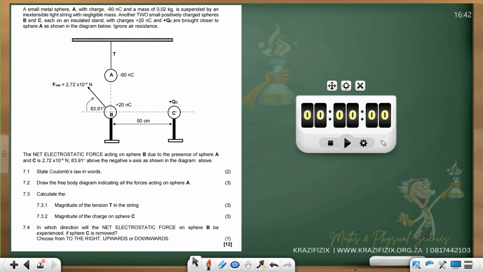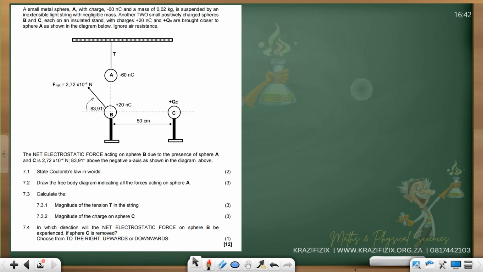Okay, let's look at this question and see what the examiner is all about here. A small metal sphere A with a charge of negative 60 nC and a mass of 0.02 kg is suspended by an inextensible light string of negligible mass. Two other small positively charged spheres, B and C, held on insulating stands, are brought closer. The net electrostatic force acting on B, due to the presence of A and C, is that, and that's the direction.